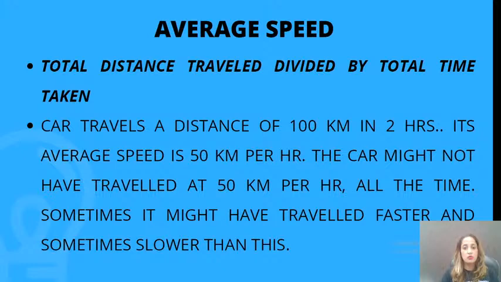What is speed? Total distance traveled divided by the total time taken. That is the average. The way we calculate average for everything else will apply here as well. What is average speed? The total distance covered divided by the total time taken. That is the average speed of a car or whatever object you want to calculate the average speed for.